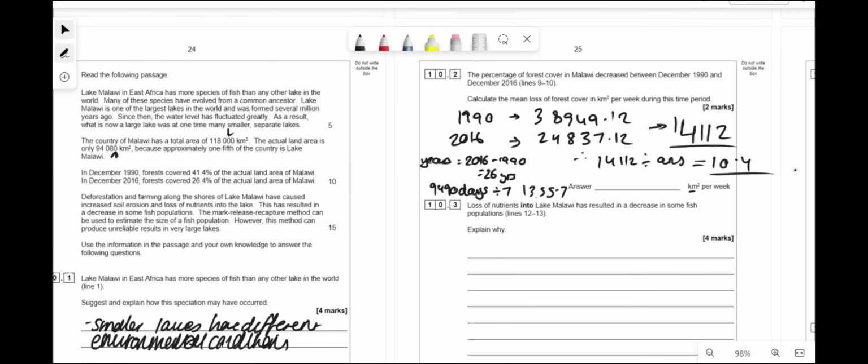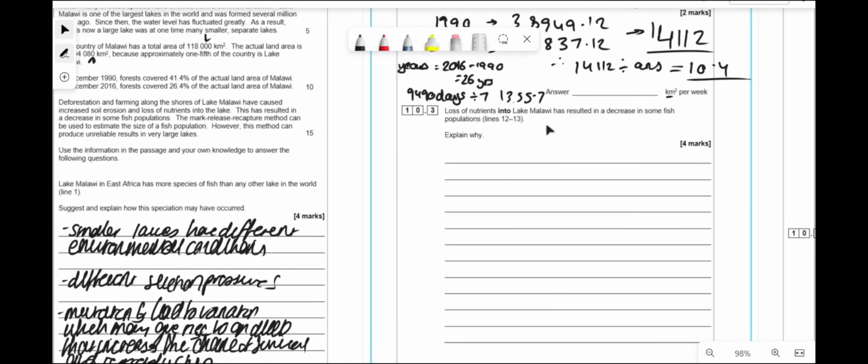And there you go. Again, if you can't do this, don't bother wasting more than 2 minutes. So loss of nutrients into Lake Malawi has resulted in a decrease in sunfish populations. Line 12 to 13, explain why. So deforestation and farming along the shores of Lake Malawi have caused increased soil erosion and loss of nutrients into the lake. This has resulted in a decrease in sunfish populations.